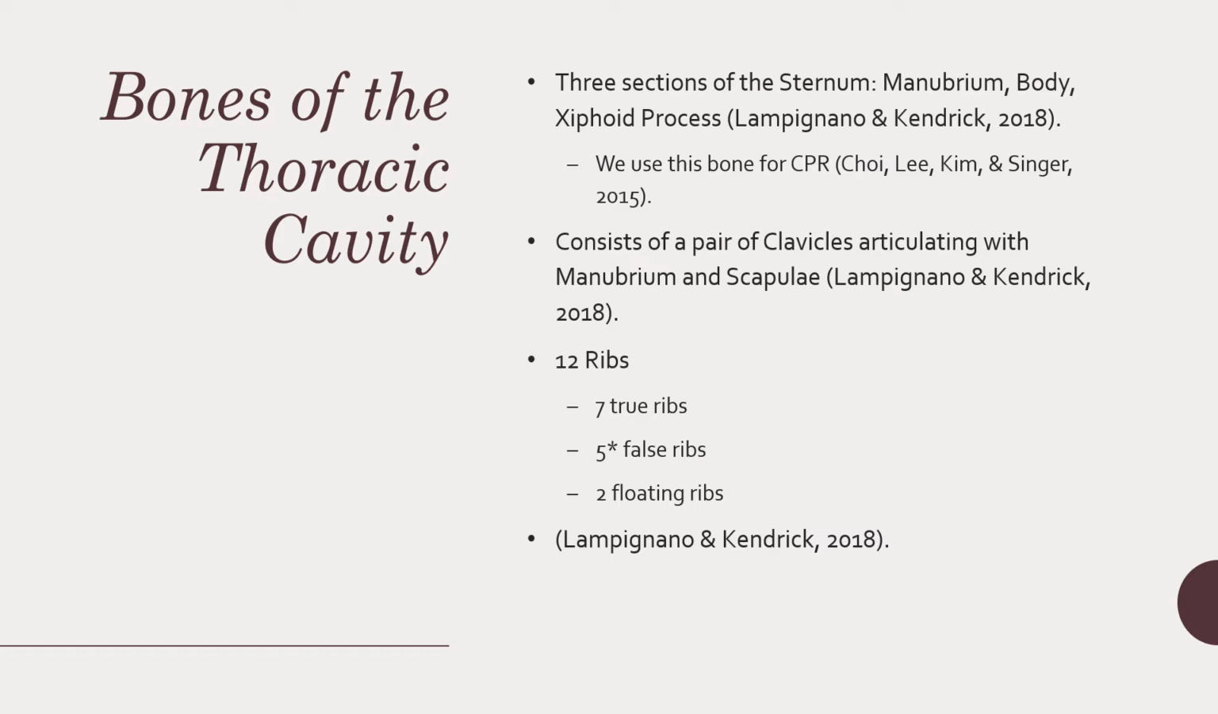True ribs are considered 1 through 7 ribs. They have their own costal cartilage articulating with the sternum. False ribs are going to be 8 through 12, but 8 through 10 share costal cartilage with the true ribs, so they do not have any individual costal cartilage articulating directly to the sternum. And then the floating ribs, which are 11 through 12, have no costal cartilage whatsoever, but they are also classified as false ribs.